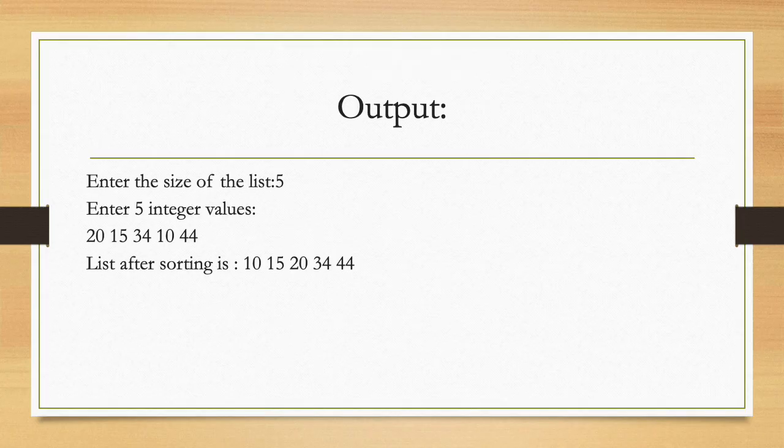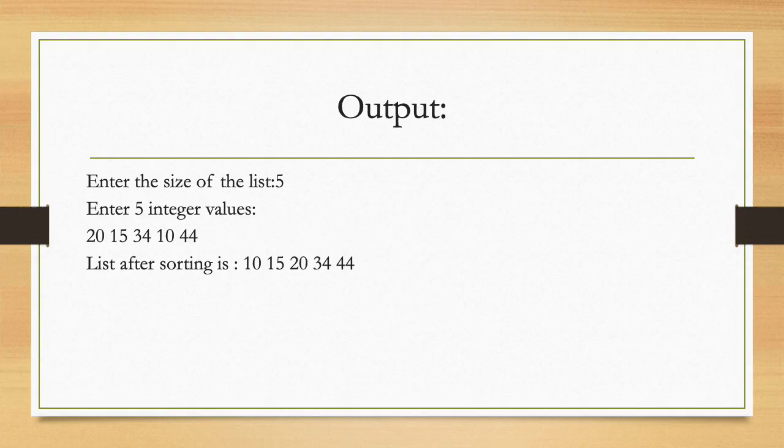And at last, if we follow the code which I have discussed above for the implementation of insertion sort, we get output like this. First enter the size of the list. We are going to sort 5 elements which are in random order, so we enter 5 integer values, and then we get the final output. The list after sorting is 10, 15, 20, 34, and 44.